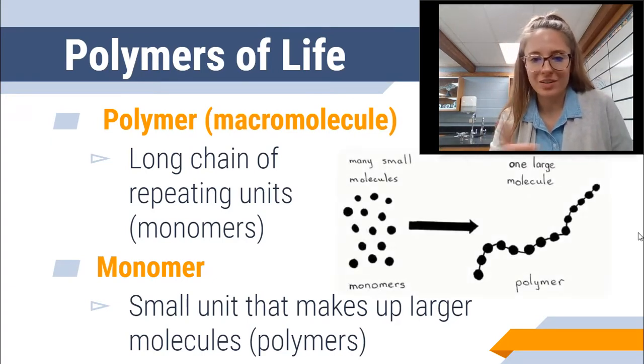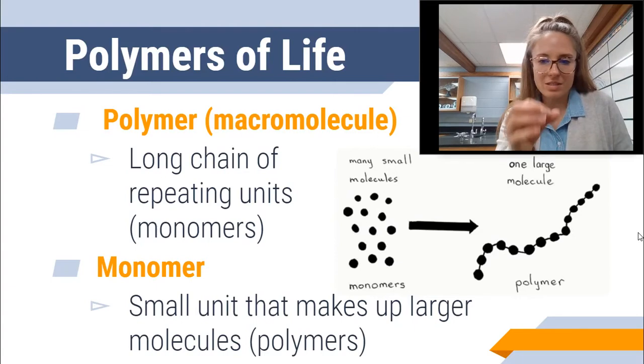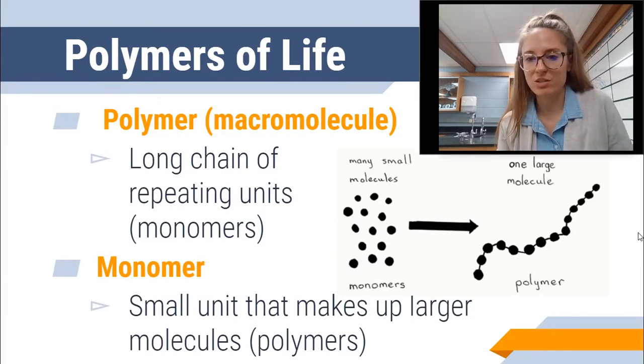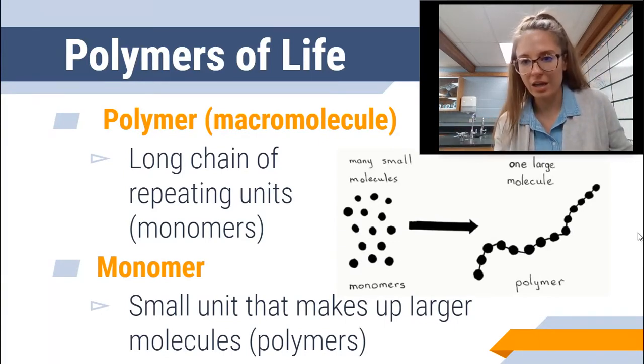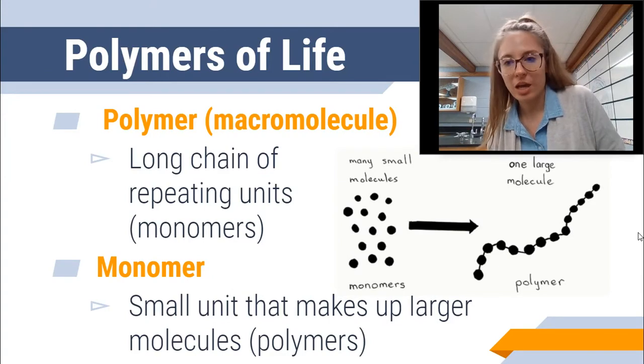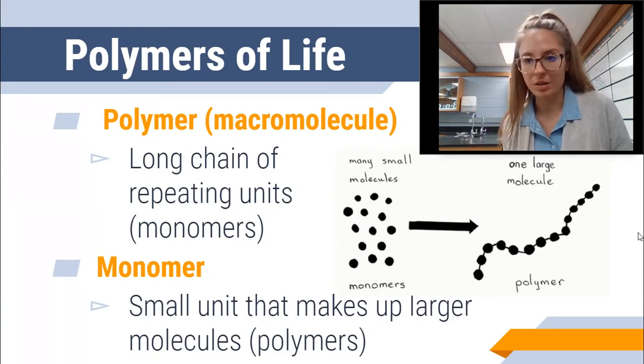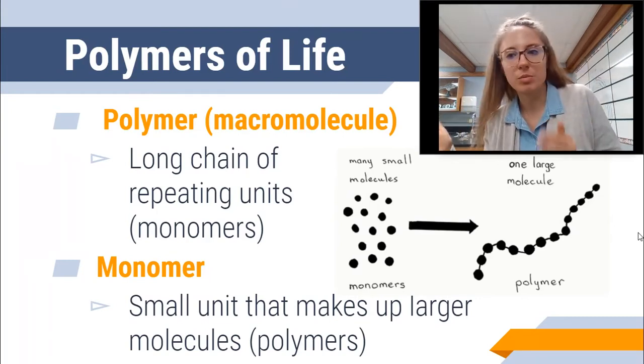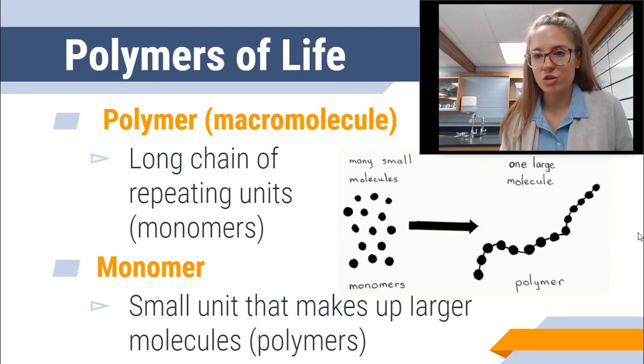So for instance, on the screen, right, we have all these black dots. Those are your monomers. If we were to put a bunch of those together to make one long chain of them, that long chain would be called a polymer. So we are going to be talking about four polymers, or four long chains of repeating units that are essential for life.